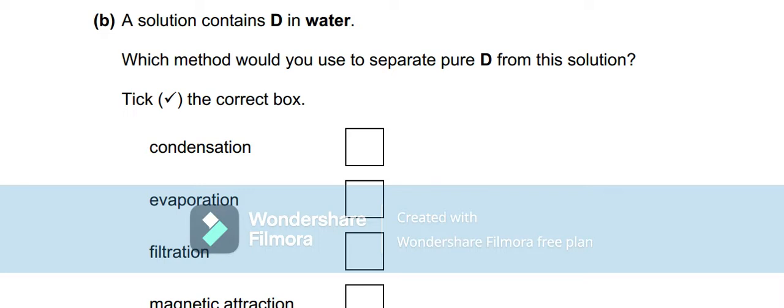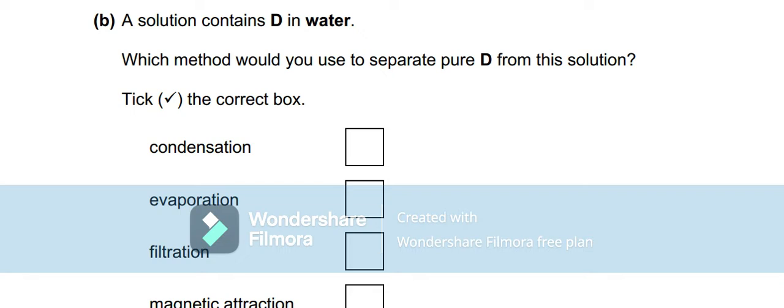That is B. B says that a solution contains D in water. Which method would you use to separate pure D from this solution? We have also been told that it is a solution. You must also remember, boys and girls, that a solute plus a solvent gives us a solution. We shall also dwell on that in our next tutorial. Which method would you use to separate pure D from this solution, which is D and water?